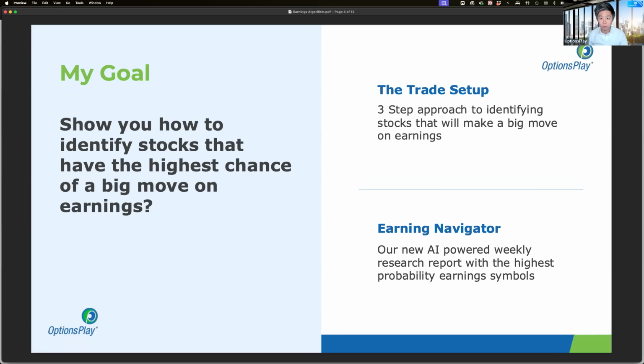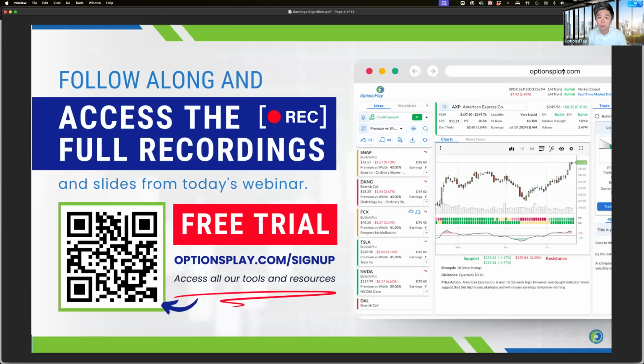So today what we're going to go over is the three-step approach to identifying stocks that will make a big move on earnings, walk you through it step by step, and then show you the earnings navigator, which is our new AI-powered weekly research report with the symbols that have the highest probability of making those big moves for the upcoming earnings week.